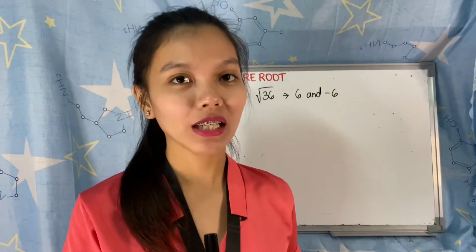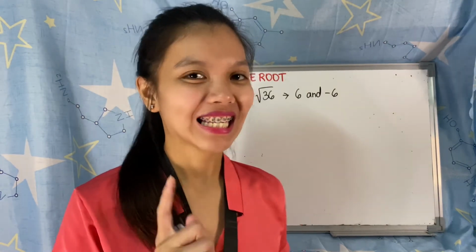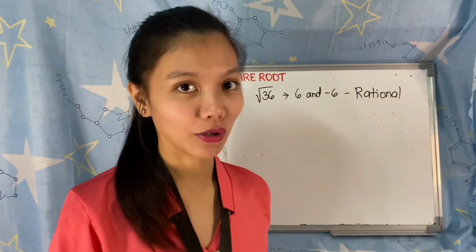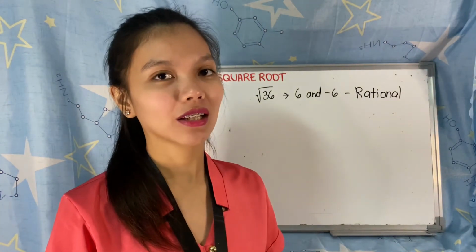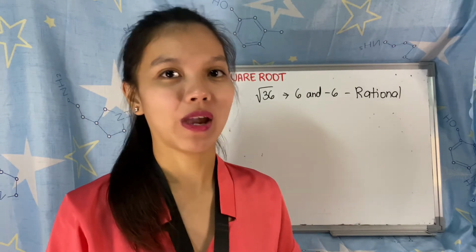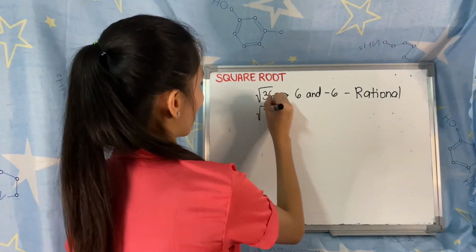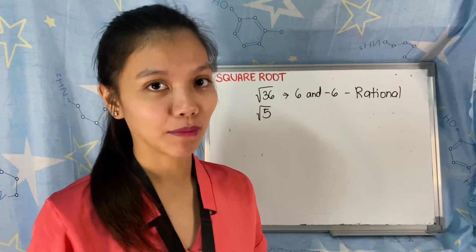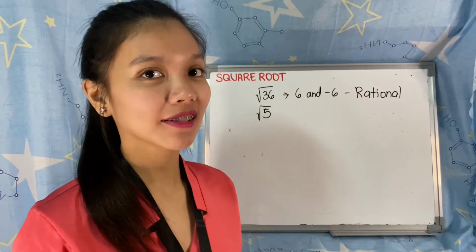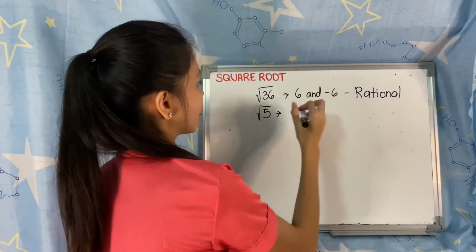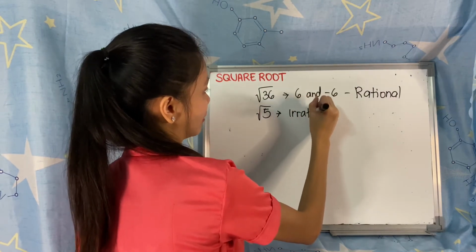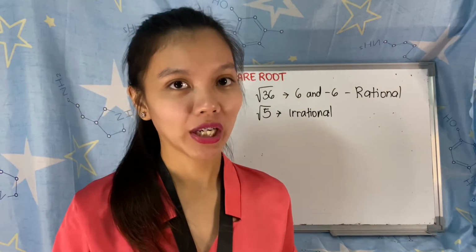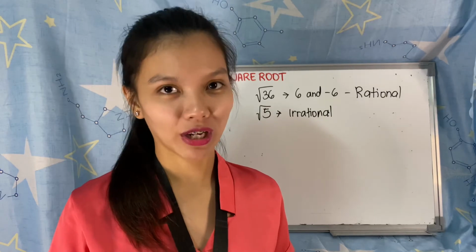So, now, is it irrational or rational? Yes, very good. It is rational because it gives a specific answer or an exact answer. And it is also considered as a perfect square. How about the square root of 5? So, square root of 5 is not a perfect square number. Therefore, it is considered as irrational. All of the numbers that are not perfect square are considered and belong to irrational numbers.